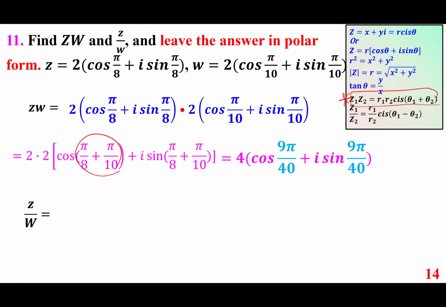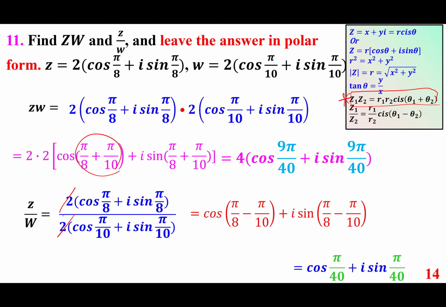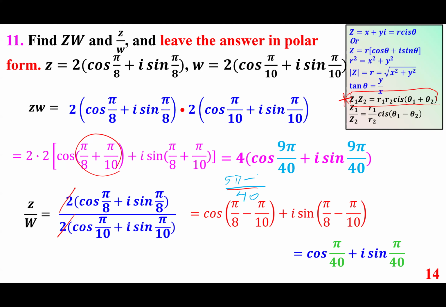If you want to divide, obviously the 2's cancel out. So you put cosine of the first angle minus the second angle plus I sine of the first angle minus the second angle, or r cis theta, as I mentioned. And of course, this becomes 40. Let me just use a different color. 40 divided by 8 is 5, so 5 pi. 40 divided by 10 is 4, so 4 pi. That's how you get it. You're adding just a couple of fractions. It's not a big deal.